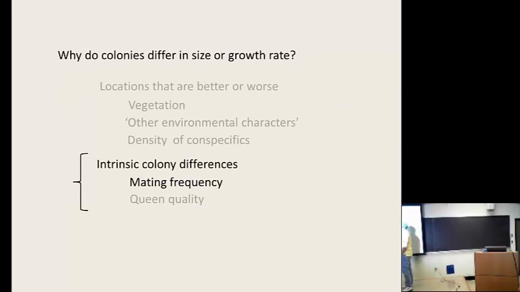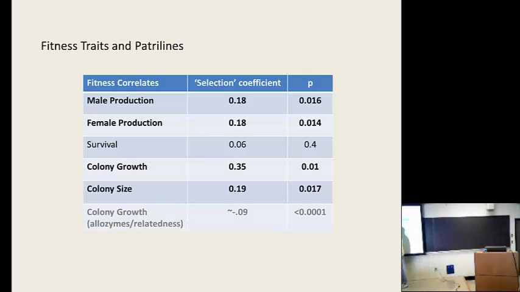Okay. What about intrinsic colony differences? So there's some differences here. Mating frequency has often been implicated in increased colony efficiency for a variety of organisms, including harvester ants. And we suspected it might be as well. So here we are looking at either fitness measures or fitness correlates in terms of the number of patrilines there are in a colony.